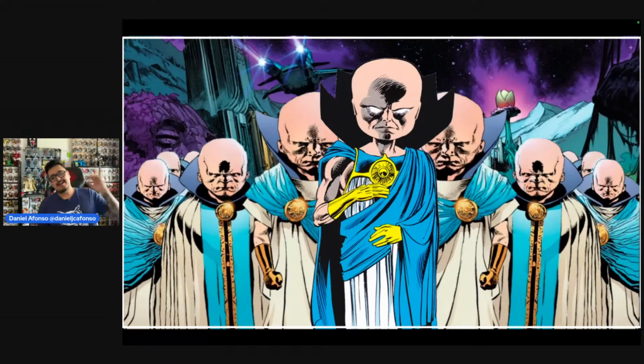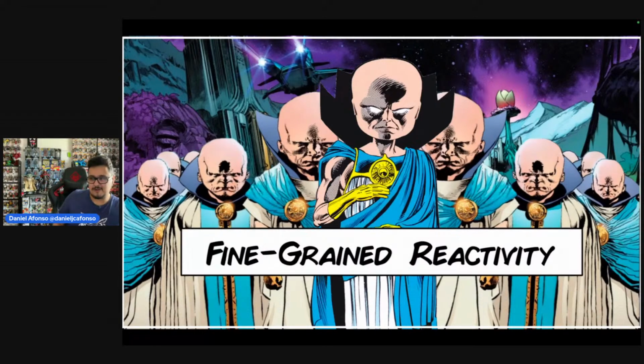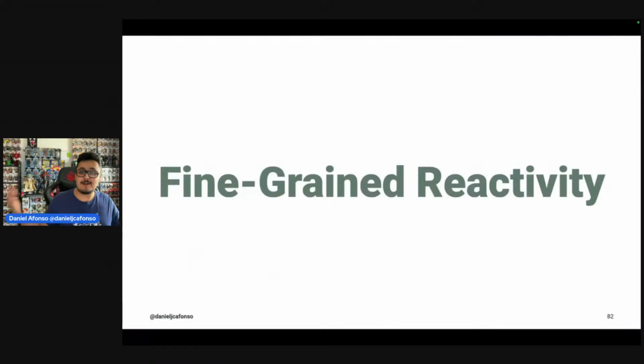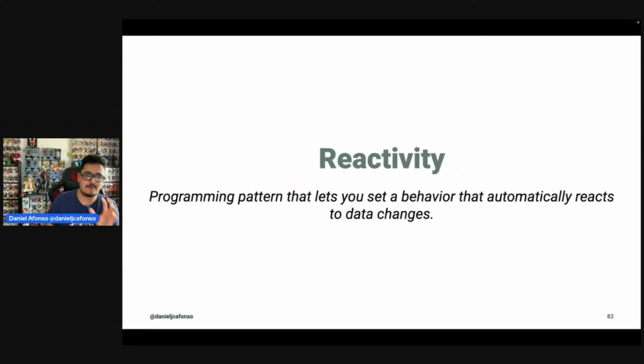And this was an interpretation of fine grain reactivity. I hope you all, if you're familiar, picked up on the mental model. If you didn't, well, let's get over it together. So before we step into what fine grain reactivity actually means, let's break this subject apart and just focus on reactivity. Reactivity is a programming pattern that lets you set a behavior that automatically reacts to data changes. That's basically reactivity in a nutshell.